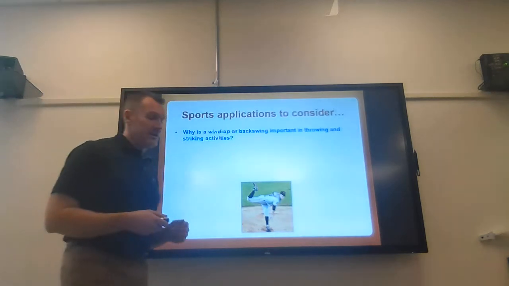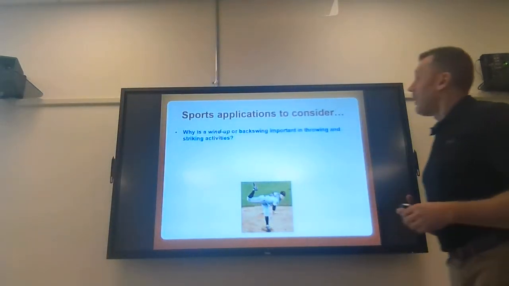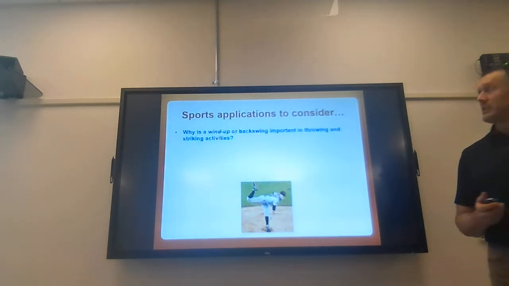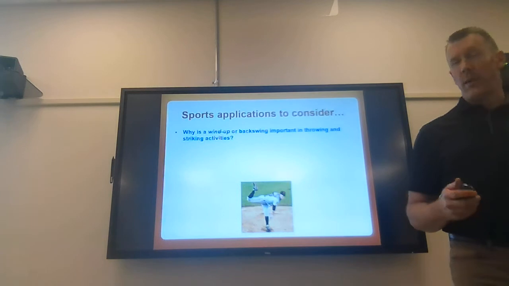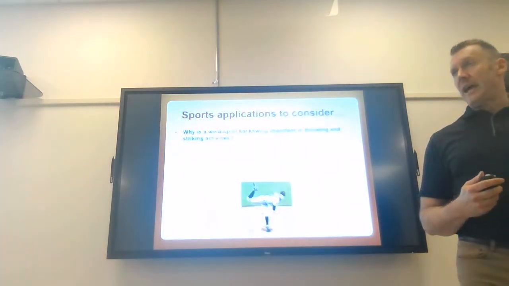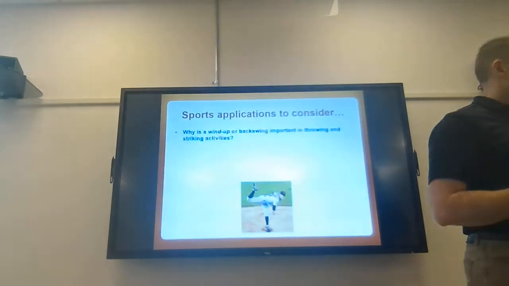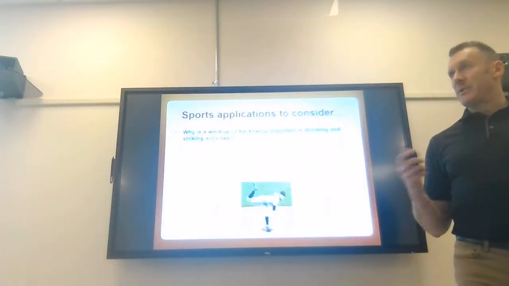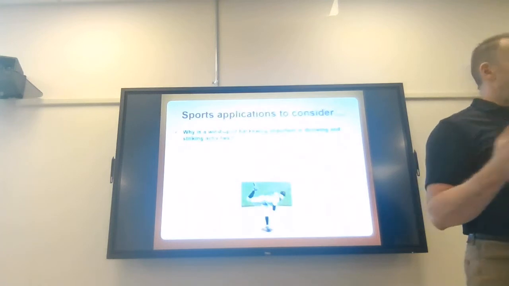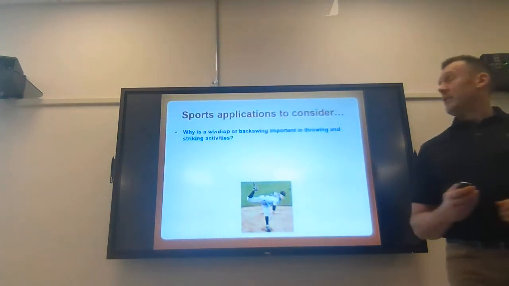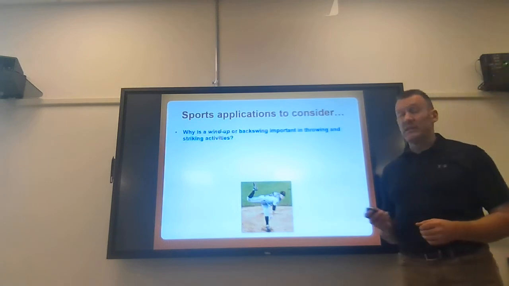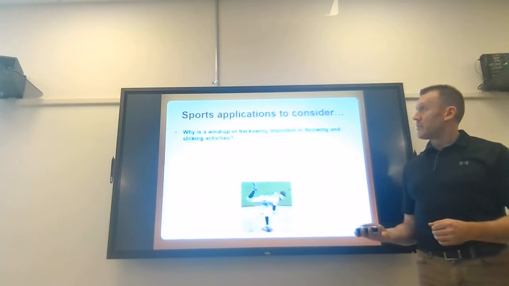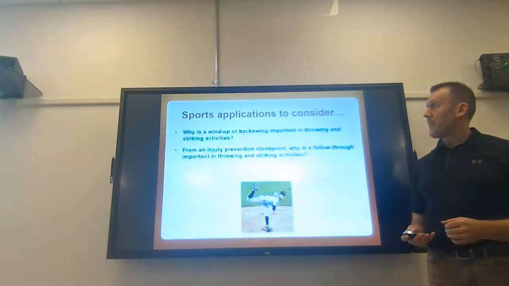So, sports applications to consider. Why is a wind-up or a backswing important in throwing and striking activities? Sometimes we call this the preparatory phase. The agonist muscles undergo a pre-stretch. And because of this rapid pre-stretch, these agonist muscles are able to accelerate and contract with greater force and power. So the preparatory phase is really important: the agonist muscles undergoing a stretch prior to the movement phase.